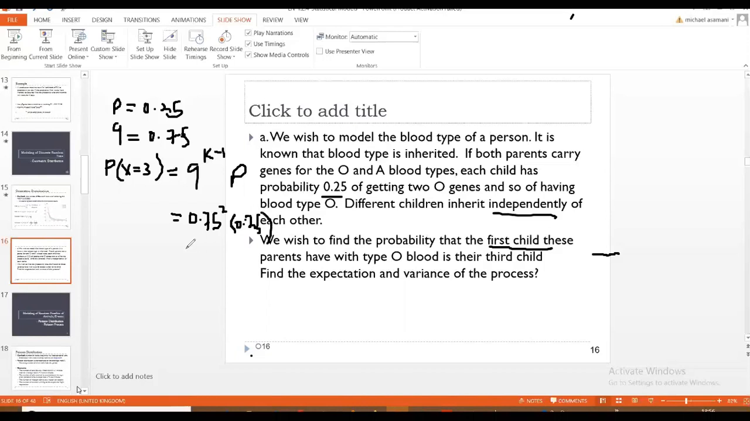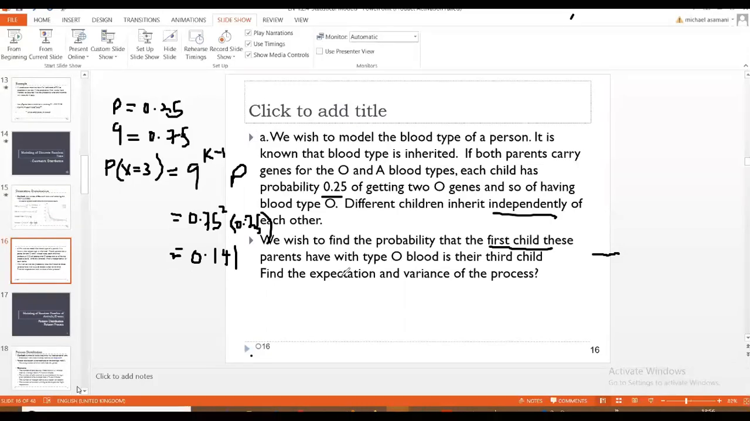So what are we getting? What do we have? So 0.141. Okay, thank you. So that is the probability of observing a child with blood type O after 3 events, or after the first 2 events.